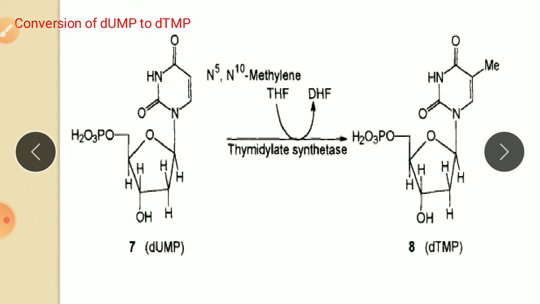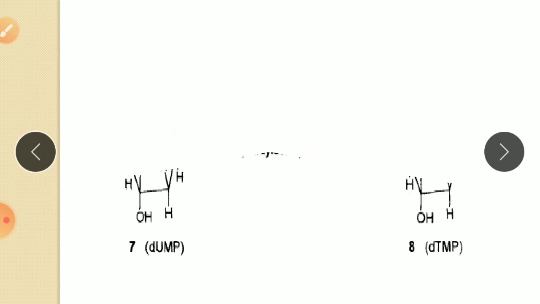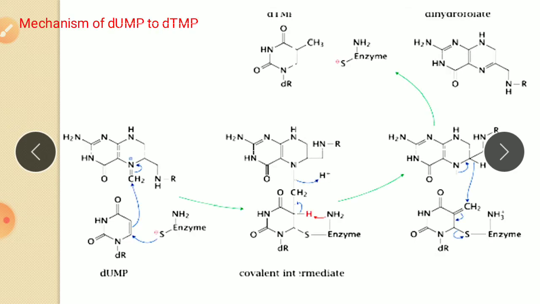So how does this reaction occur normally? The mechanism of this reaction, that is the mechanism of conversion of dUMP to dTMP, is as follows. So here there are 3 components. The first one is the enzyme, that is thymidylate synthase. The second one is the precursor, the starting material dUMP, uridine monophosphate. And this one is the cofactor, that is tetrahydrofolate. So here there is a reaction between these 3.